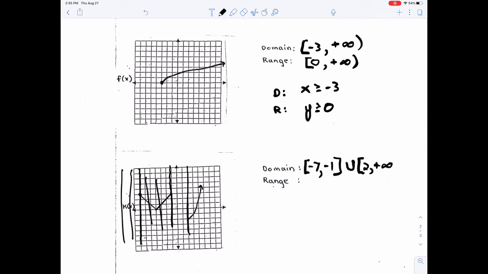Again, why do we need two things here? Because there's a break in the graph. By the way, when I'm done with this one, I'm going to explain some stuff to you. The domain here in terms of an inequality would be x is between -7 and -1, or you could use that union symbol, x is greater than or equal to 2. So, I think an interval is much easier. Let me get rid of this stuff.